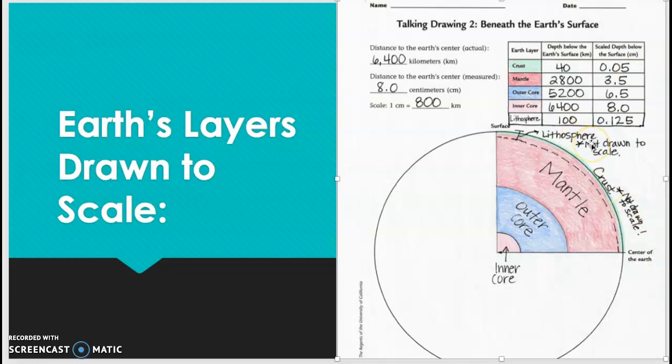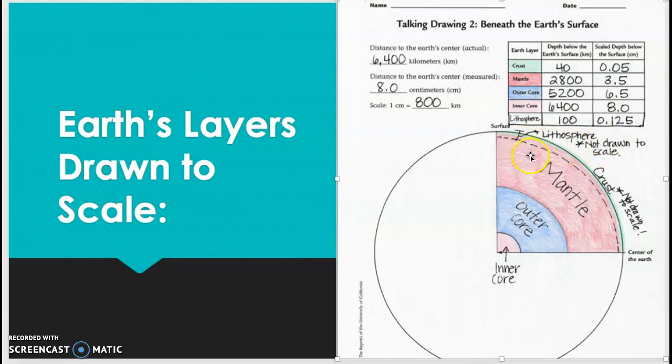Same thing with the lithosphere. The lithosphere would measure 0.125, and you could probably get pretty close with a ruler, but it's not going to be accurate because our crust is not accurate. So I drew it a little bit bigger just so you could see the difference. But note, it's not drawn to scale either.